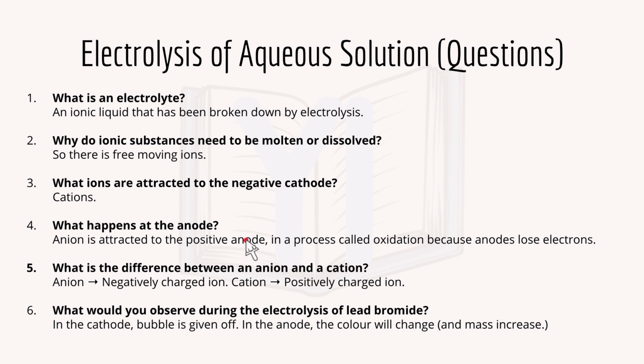And what is the difference between an anion and cation? An anion is a negatively charged ion, and a cation is a positively charged ion. And what would you observe during the electrolysis of lead bromide? At the cathode, the mass will increase due to the formation of Pb, the lead, and at the anode, bubbles are given off and the color will change.